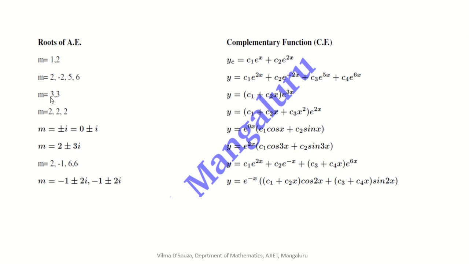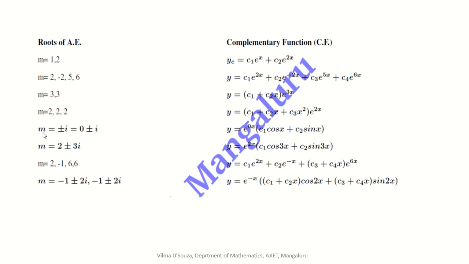Now if you have m is equal to 3, 3, two roots but they are equal. So corresponding to the root 3, you have c1 e power 3x. But again you have one more root. So club both the terms: c1 plus c2x into e power 3x. If you have three roots, all the three roots are the same, so c1 plus c2x plus c3x square into e power 2x.